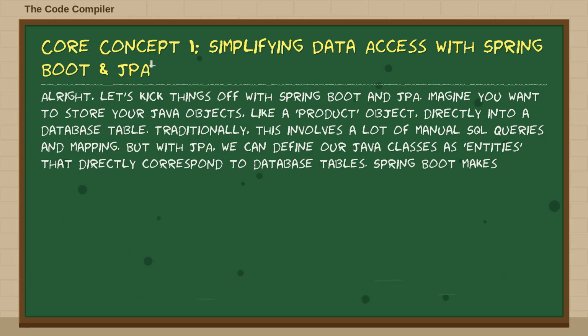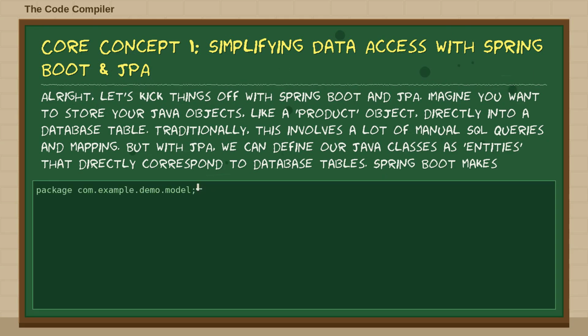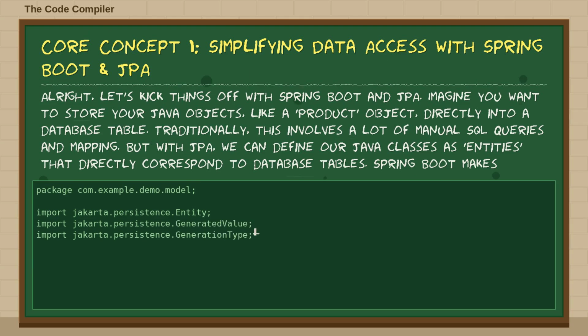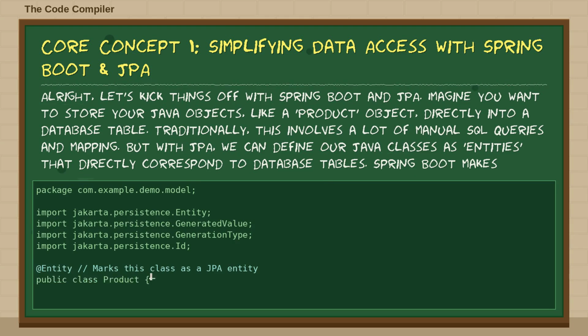We just need to tell Spring Boot that a class is an entity using the @Entity annotation. This annotation, along with @Id for the primary key, transforms your plain old Java object into a persistent entity. It's like giving your Java object a direct passport to the database world.